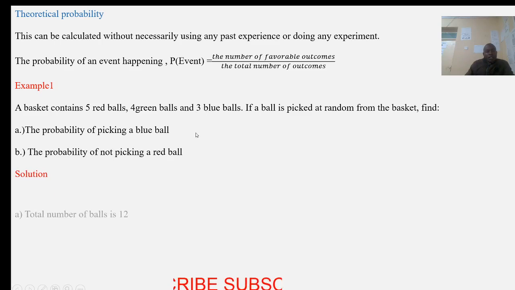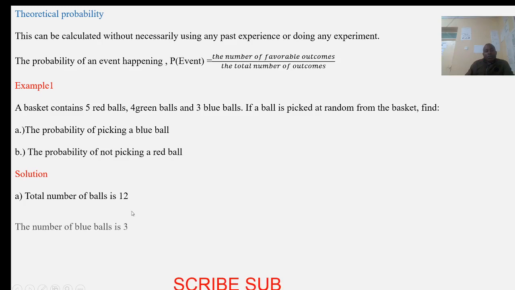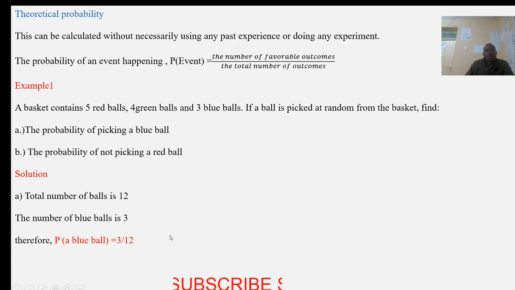So let's look at the solution. The total number of balls we have said is 12, and the number of blue balls is 3. And therefore the probability of picking a blue ball will be 3 out of 12. That's the probability of picking a blue ball, because it is the number of favorable outcomes. Whatever is favored now is blue, which is 3, out of the total number of outcomes, which is 12.